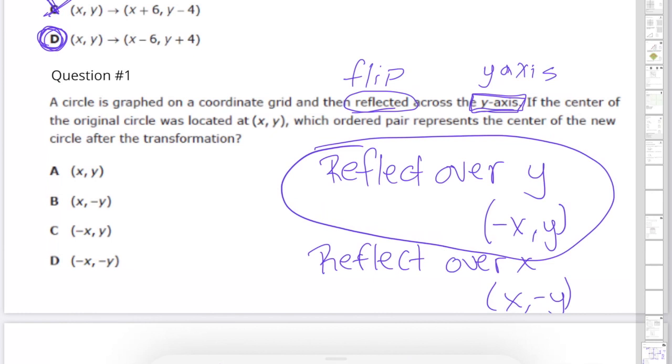and y is positive. I look at A, x is positive, y is positive. That cannot be my answer. I look at B, x is positive, y is negative. There is a negative there, but it's not the right negative, so B is not my answer. I look at C, x is negative and y is positive, which is exactly what I need, so C is my answer, but I want to check D just to make sure. When I'm looking at D, x is negative, which is what I need, but y is also negative, so that cannot be my answer because only x changes when it is flipped over the y-axis.